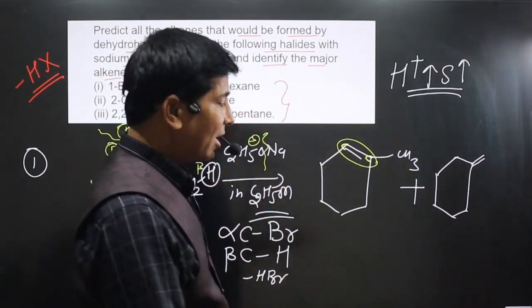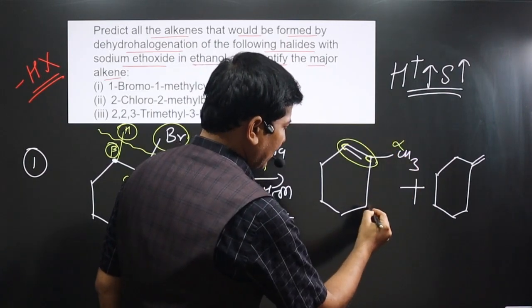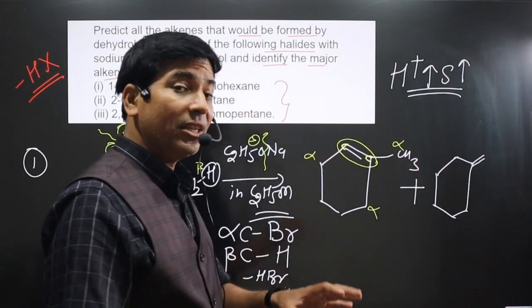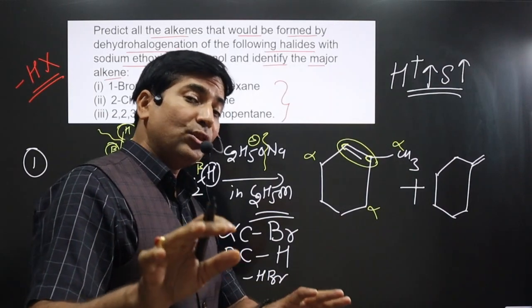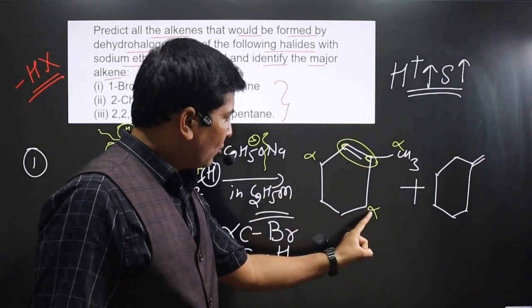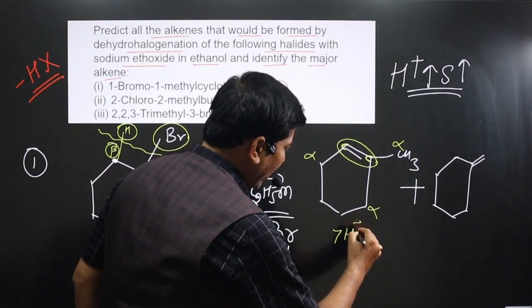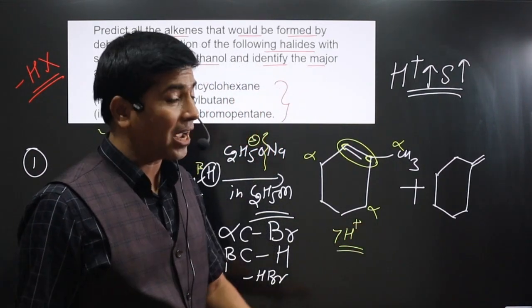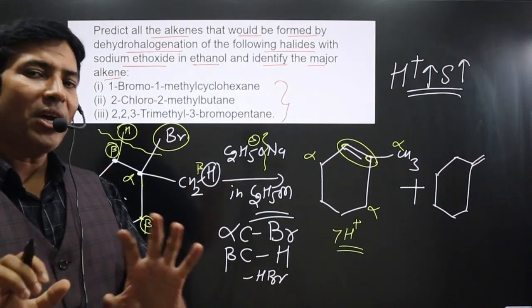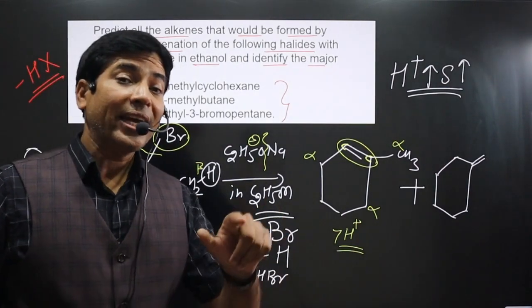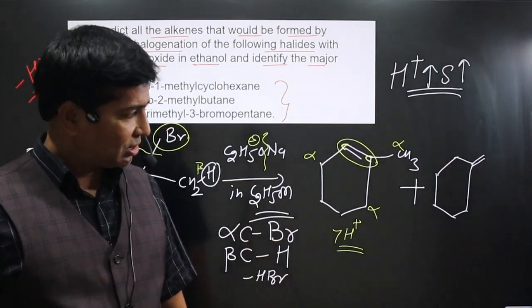Next carbon will be the alpha carbon. You can see this is alpha carbon, this is alpha carbon, this is alpha carbon. Calculate the number of hydrogen attached to the alpha carbon: 3 hydrogen, 2 hydrogen, and 2 hydrogen. In total we got 7 hyperconjugated hydrogen ions. We always calculate hydrogen from the alpha carbon, the carbon attached to the carbon that is part of the double bonded system.